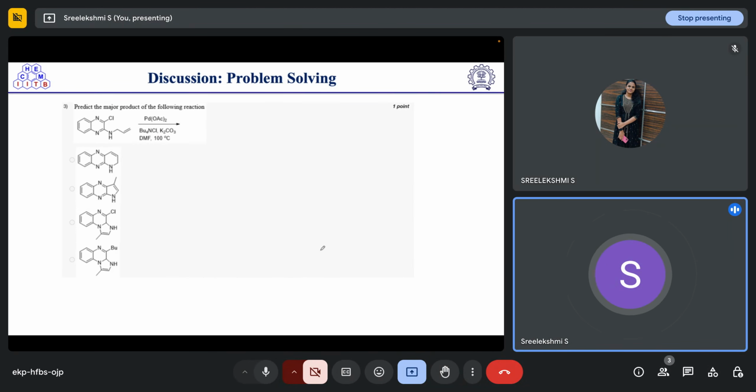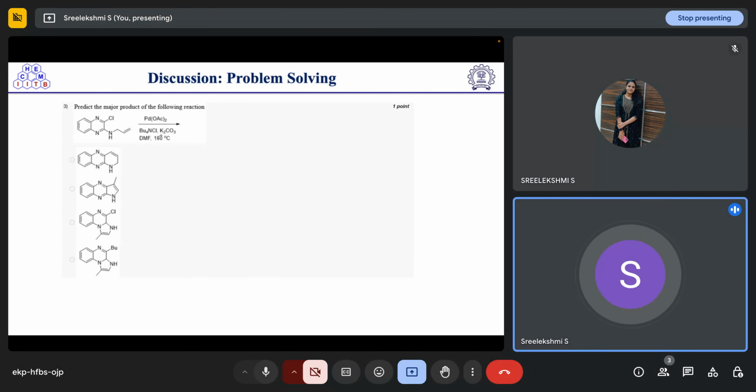Moving to the next question. Predict the major product of the following reaction. That is, this particular compound upon treatment with palladium acetate, tetrabutylammonium chloride, K2CO3, DMF, 100 degrees Celsius, which will be the major product out of the four options given here.